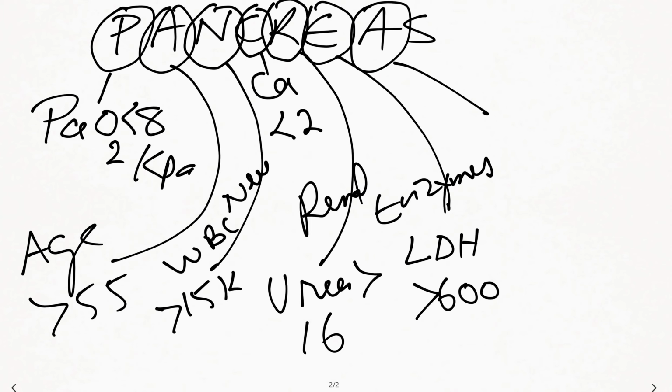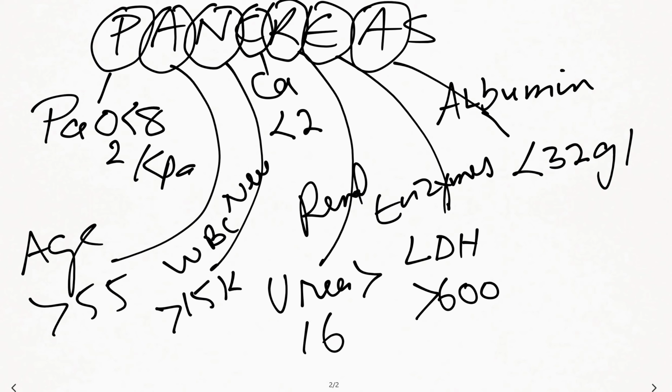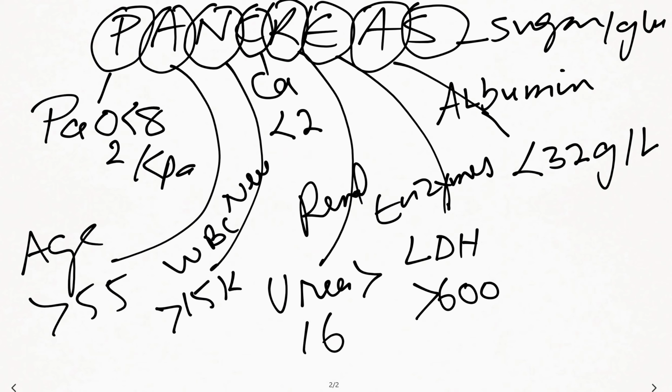Let us go to the A of PANCREAS. This is related to the albumin, and let me tell you something here. If the albumin is low in any severe sickness, this is a very bad prognostic indicator. It will be, according to the Americans, less than 3, or in this case less than 32 grams per liter. Finally we will go to the S, and S, as you know, is related to the sugar or glucose. Glucose will be high here, it may be more than 10 millimole per liter, and this means that there is true damage to the beta cells of the pancreas. So these are the Glasgow criteria. Well, I think that is clear.